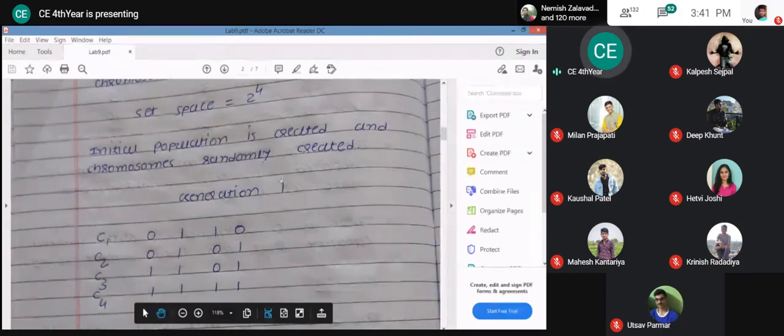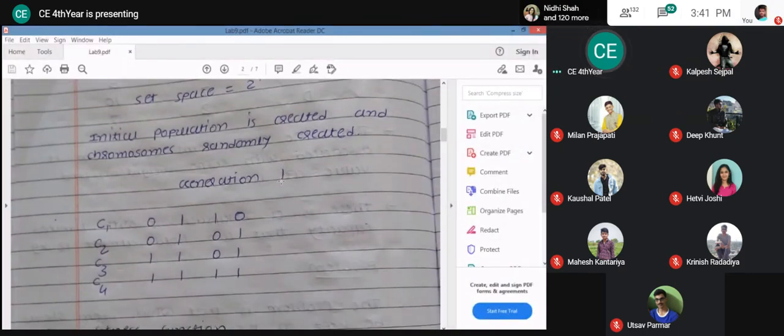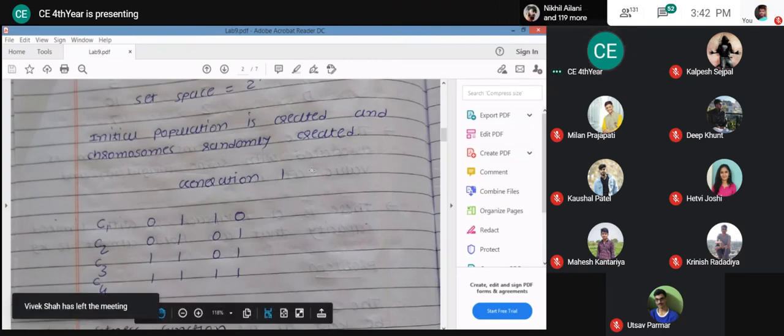So this is my generation 1. Listen everyone, this is my generation 1. So randomly this population is generated. Okay. So the first step, that is population initialization, is the first step of the genetic algorithm.